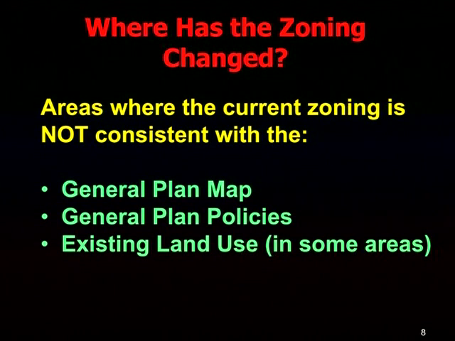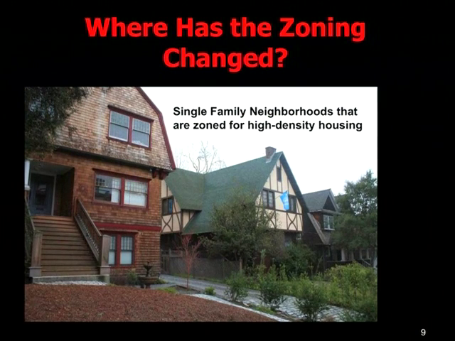Most of the changes to the zoning map fall into one of these three categories: areas where the existing zoning is not consistent with the general plan map, areas where the existing zoning is not consistent with the general plan's policies, and areas where the existing zoning doesn't match the existing land use. So, where has the zoning changed? We've highlighted 6 types of areas in the next few slides.